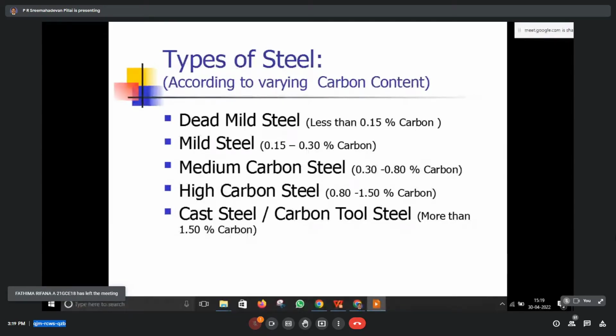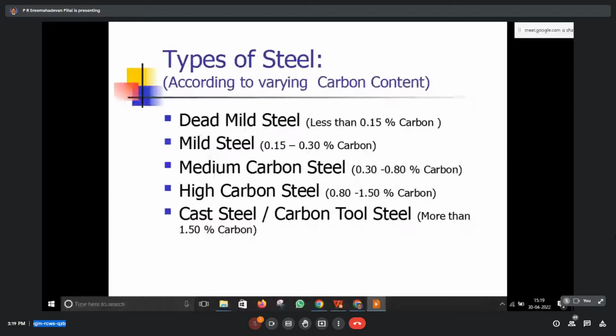Earlier, we used only mild steel. Then came the medium carbon steel and high carbon steel. The high carbon steel we call the HYSD bars in construction. When you go for structural design, you have what is called the HYSD bars, high yield strength deformed bars. They are nothing but high carbon steel. But even the high carbon steel in construction, we don't go beyond 1% carbon. Even 1% is very high. 1.5% carbon will be in some special cases only, because 1.5% carbon means the steel will be very brittle.